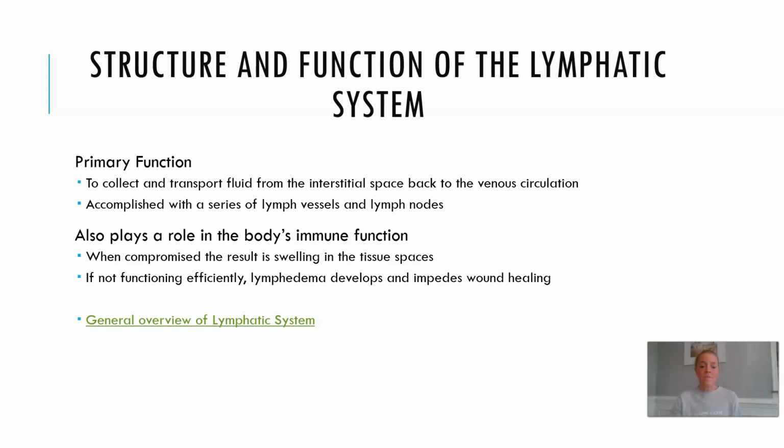So primary function of the lymphatic system. The lymphatic system is designed to collect and transport fluid from the interstitial spaces back to the venous circulation. So this is accomplished through a series of lymph vessels, lymph nodes. It runs very closely alongside the circulatory system. And then there's also a role in the body's immune function. And so if it's not functioning efficiently, lymphedema can develop.